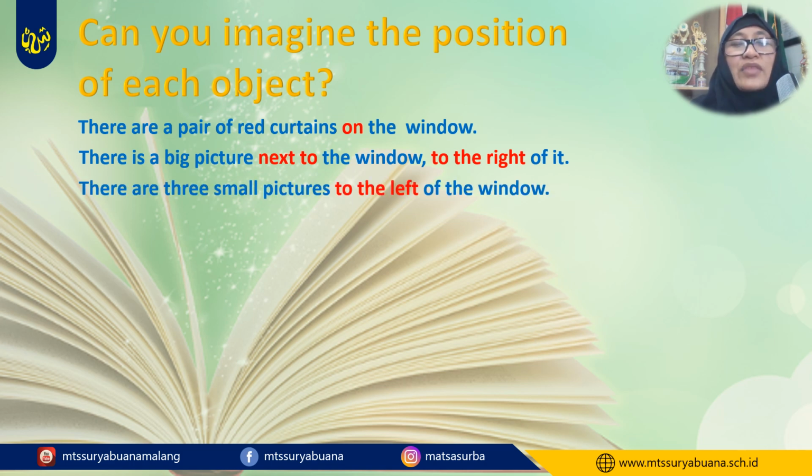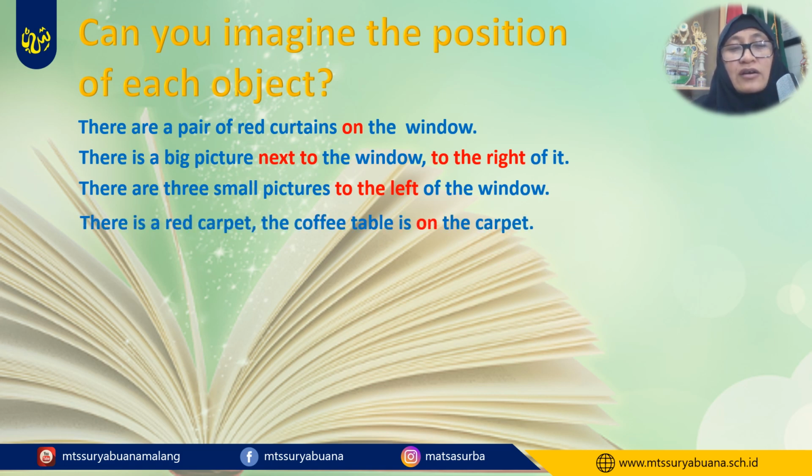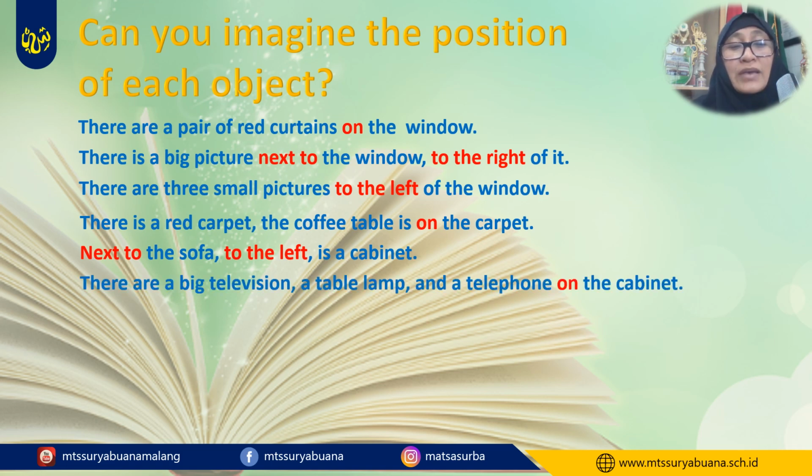There are 3 small pictures to the left of the window. There is a red carpet. The coffee table is on the carpet. Next to the sofa, to the left, is a cabinet. There are a big television, a table lamp, and a telephone on the cabinet.